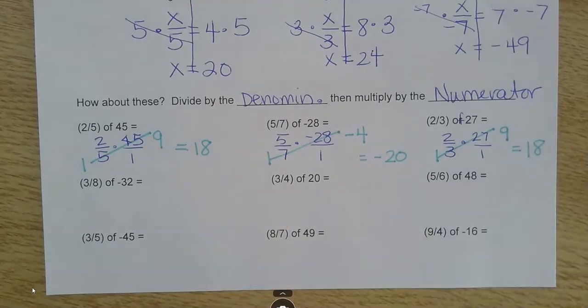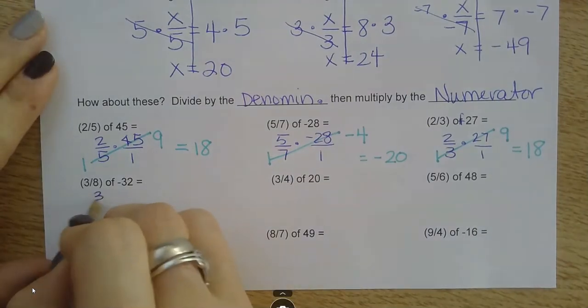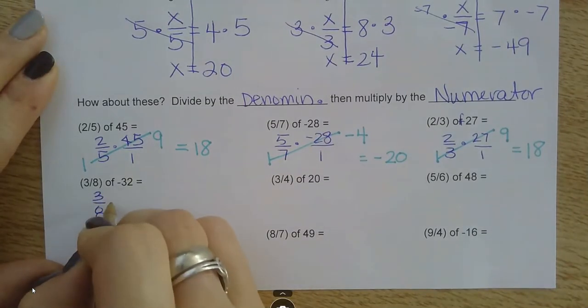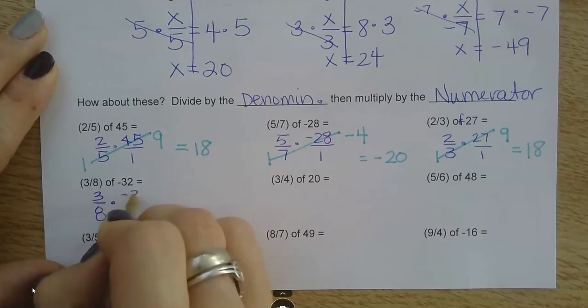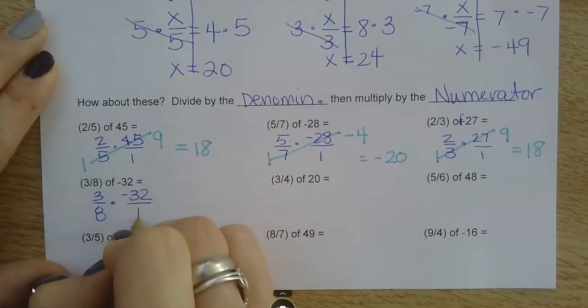get 18. Okay, I'll do one more, and you can finish up a couple more as practice, and then we'll go on to the next page. Okay, so stack your fraction up, multiplication, negative 32 can go over 1.